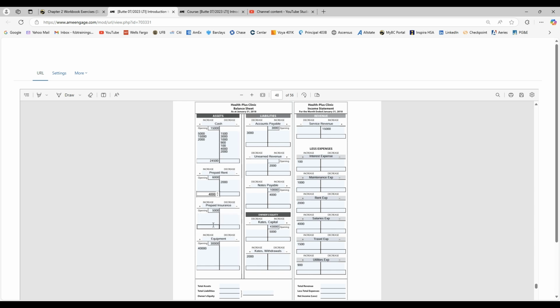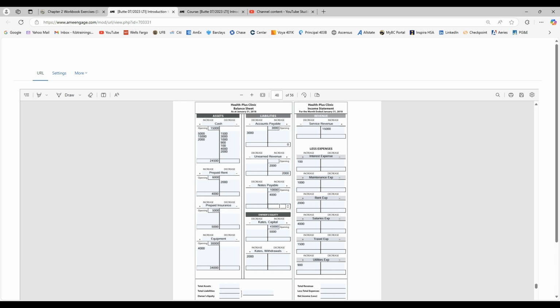Prepaid rent comes down to $4,000. Started on the increase side, $6,000. We reduced it by $2,000. Prepaid insurance, we had no transactions. Equipment, we had an addition of $4,000. So that's actually put $40,000, but that's $4,000. This is now zero because we had opening, but we paid it off in full.